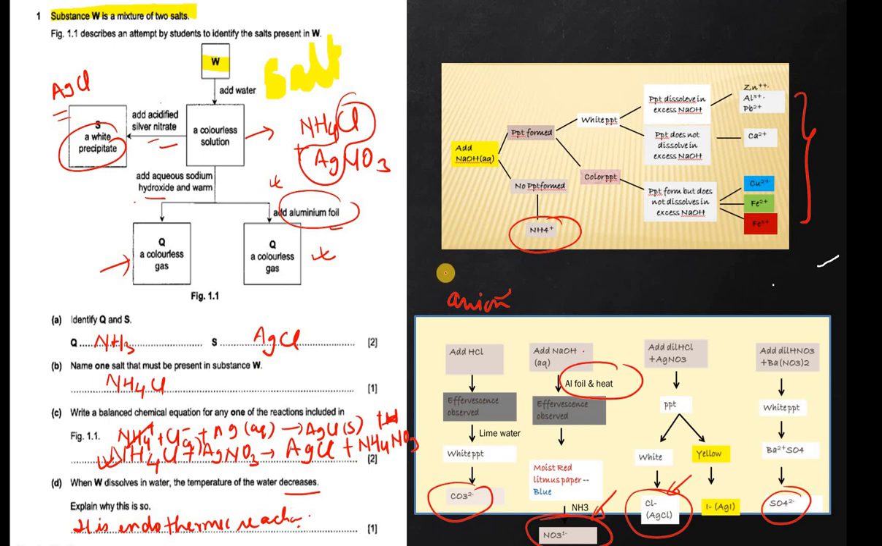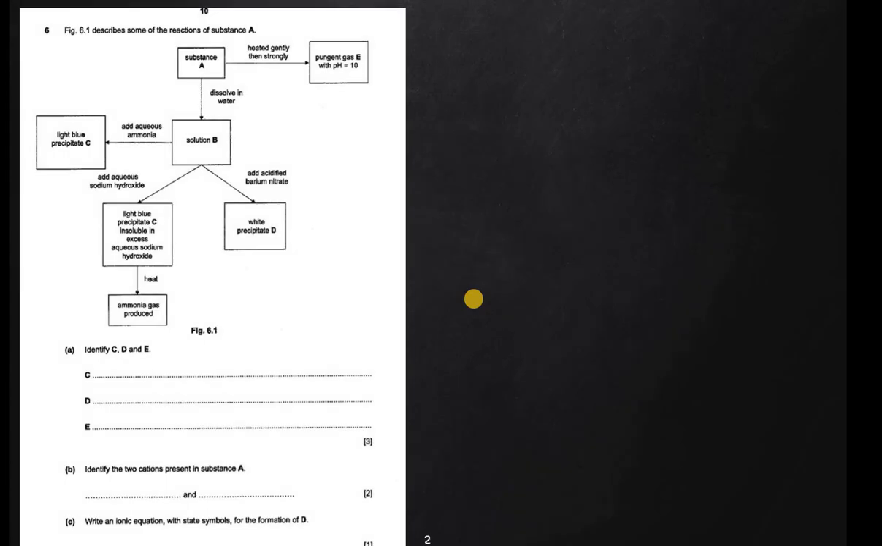So for this cation anion, if you have not watched my video, I will put the link in the description. Please go and watch it, because I have summarized everything in one PPT form. So I hope this part is clear. Now for the next question, you can simply pause the video and try to solve it by yourself. Okay, I hope you have done it already. Now let's see how to do the question.